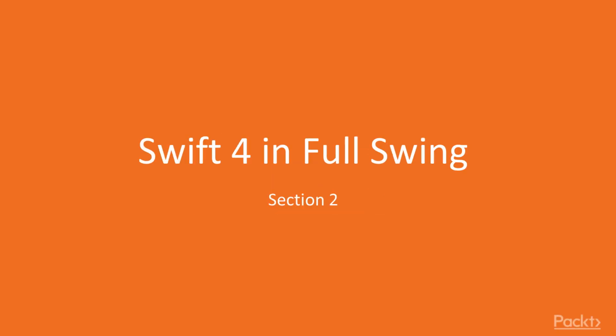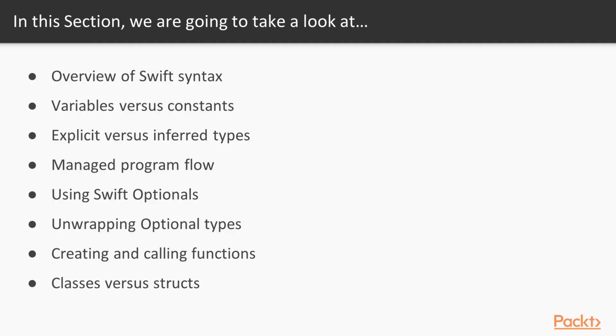Hello, and welcome to Section 2, Swift in Full Swing. We will be covering many topics in the upcoming videos. In this series of videos, we will review the Swift language and some of its features, including an overview of the Swift syntax, variables and constants, explicit versus inferred types, manage program flow, using Swift optionals, unwrap optional types, creating and calling functions, classes versus structs.